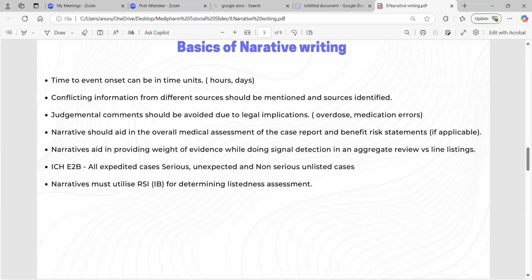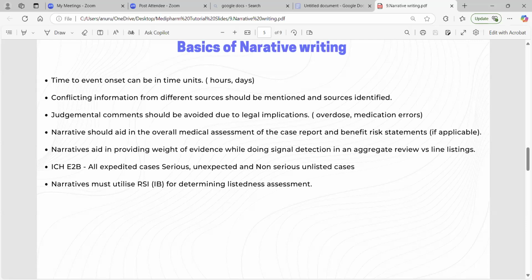So you can mention that in the narrative: on March 2nd, 2025, the patient experienced headache, and in parentheses, you can add, also reported as March 3rd, 2025. That is how we handle conflicting information and put it in the narrative. But we definitely have to query the site or reporter to find out the actual date.